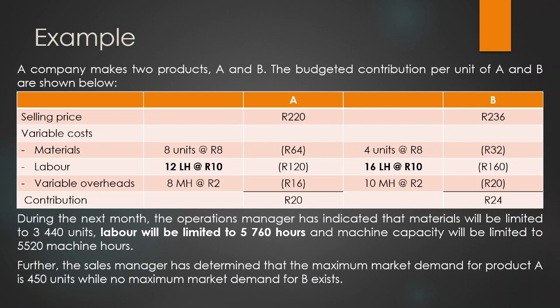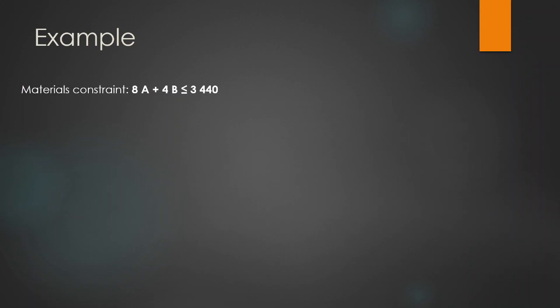We can express this constraint mathematically as 12 multiplied by product A plus 16 multiplied by product B must be less than or equal to 5,760 labor hours. We can now add the labor constraint to our materials constraint. We write this constraint mathematically as shown on screen.